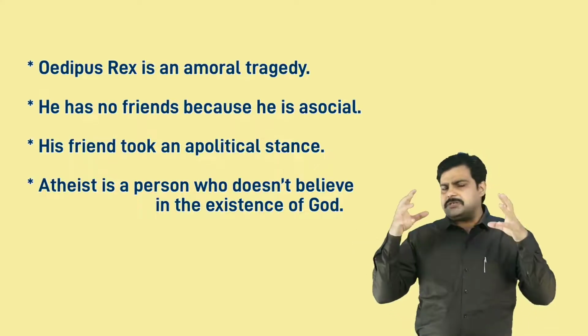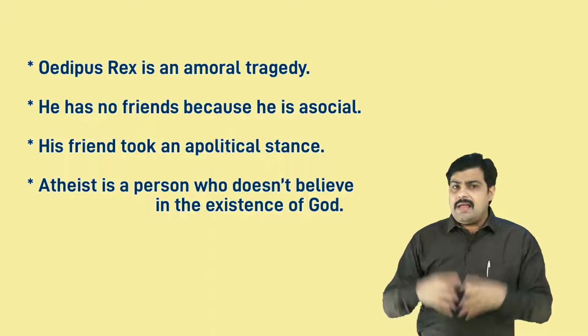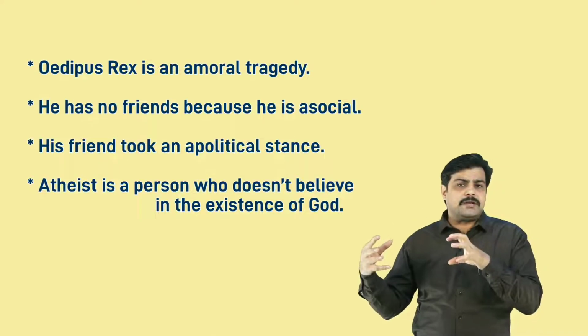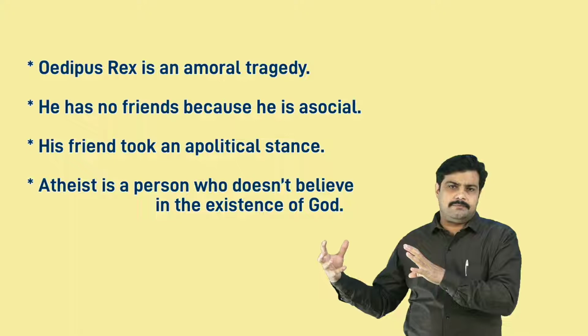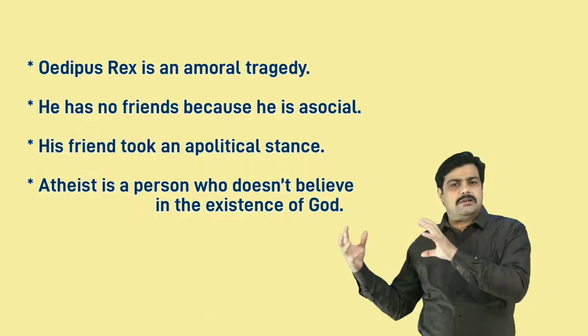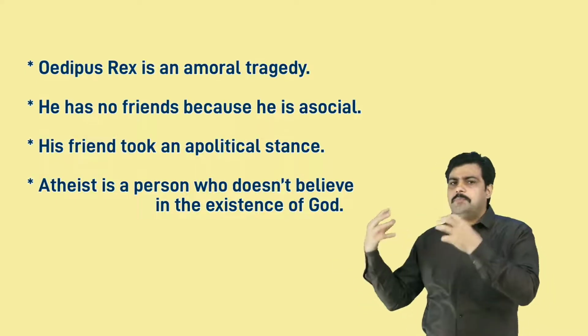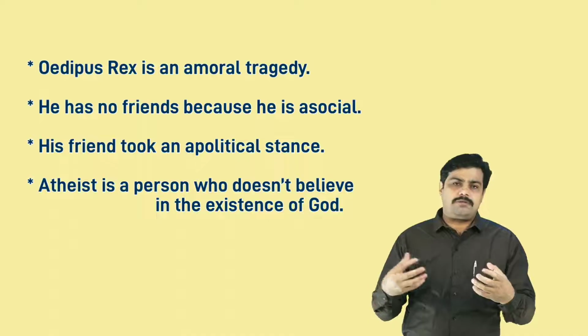Let's take them into examples. Oedipus Rex is an amoral tragedy. He has no friends because he is asocial. His friends took an apolitical stance. An atheist is a person who doesn't believe in the existence of God.